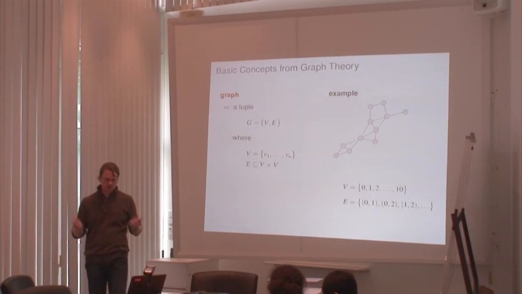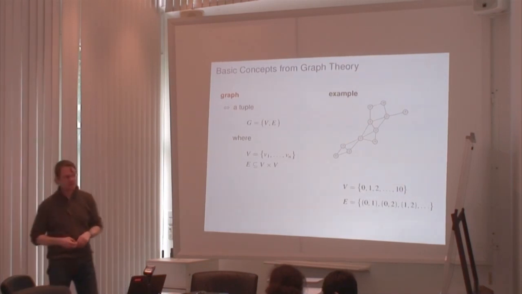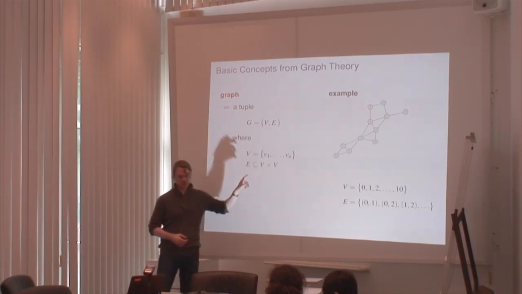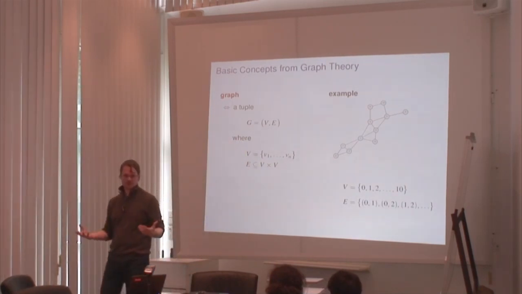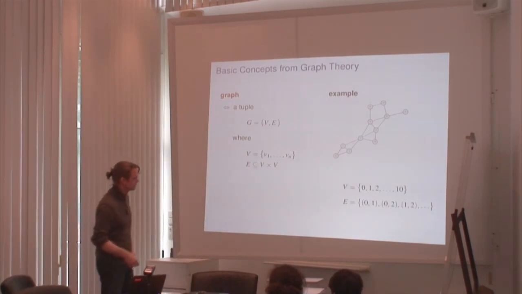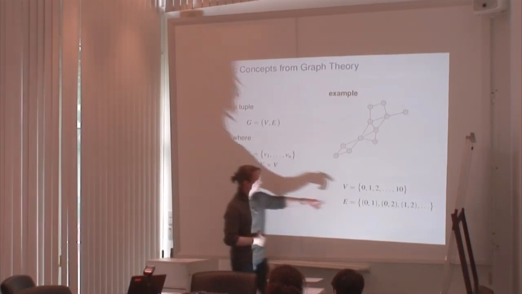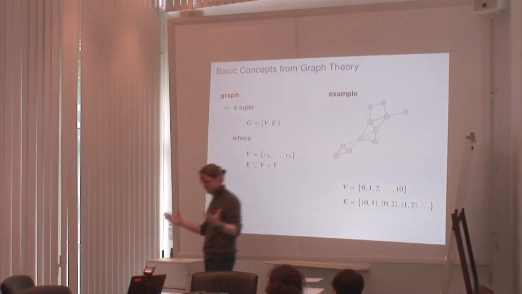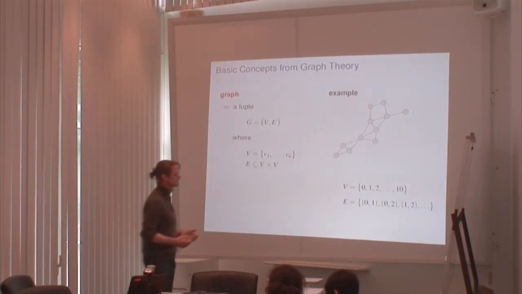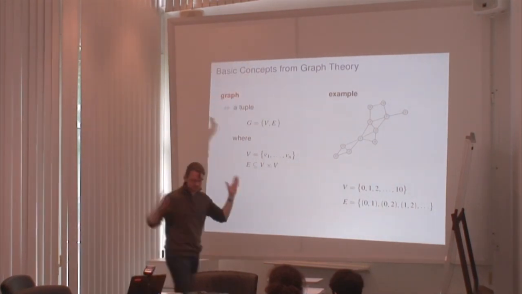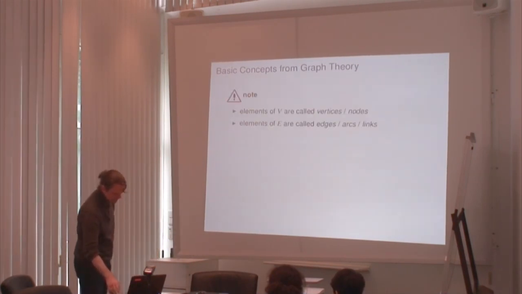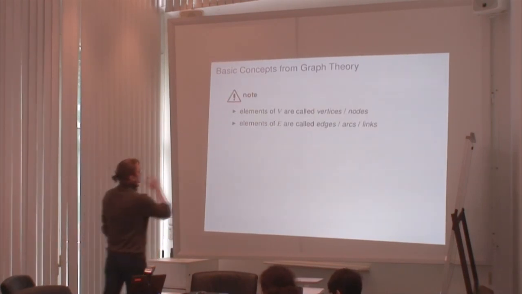The edges are a relation among vertices, so that is a subset of the Cartesian product of V by itself. For instance, one edge is an edge from vertex 0 to 1, and this is the tuple of 0 and 1. Another is the edge from 0 to 2, the tuple of 0 and 2. So there you have it. This is a graph. Nothing special about this. We have talked about this.